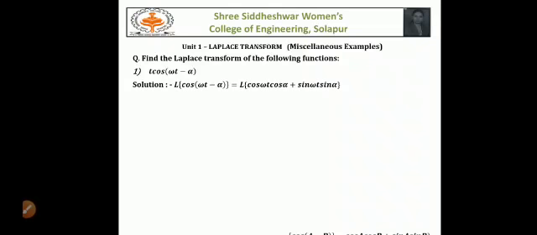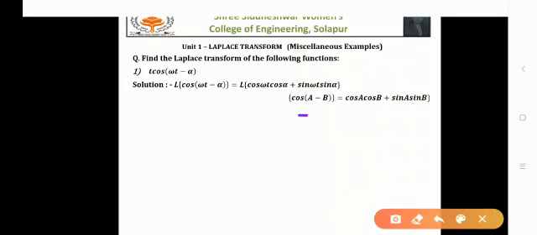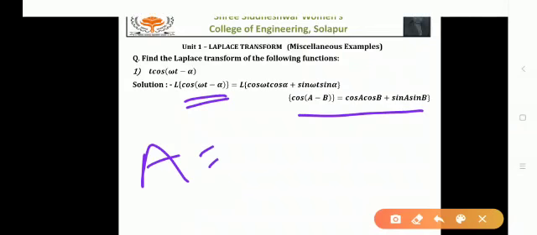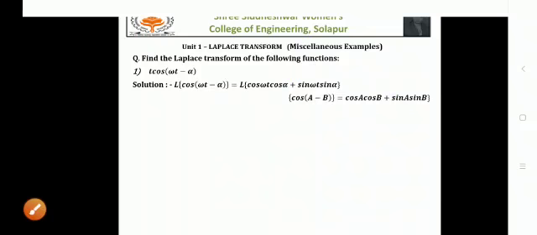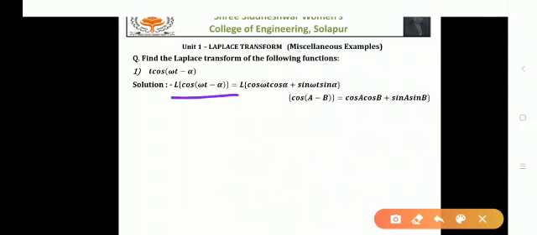For this, we have one result for cos of a minus b. It is nothing but cos a cos b plus sin a sin b. In this case, a equals omega t. This is not w, this is omega t, and b equals alpha. So using these values of a and b and applying this result, we get this simplified form. So L of cos of omega t minus alpha is nothing but L of cos omega t cos alpha plus sin omega t sin alpha.